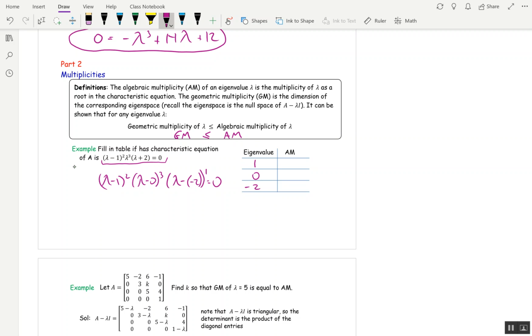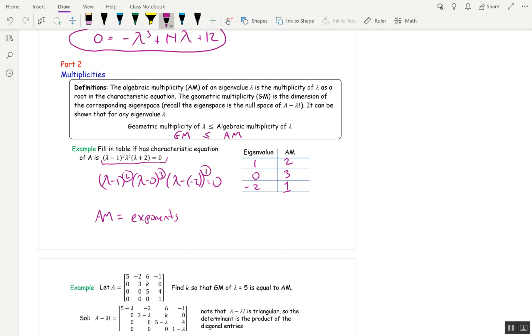The algebraic multiplicity, those are the exponents. So these numbers here are the algebraic multiplicities. So the algebraic multiplicity of lambda equal 1 is 2. 0 has AM 3, and negative 2 has AM 1. And we're going to be interested in the next section on when the geometric multiplicity is equal to the algebraic multiplicity. So we have to be able to find both.